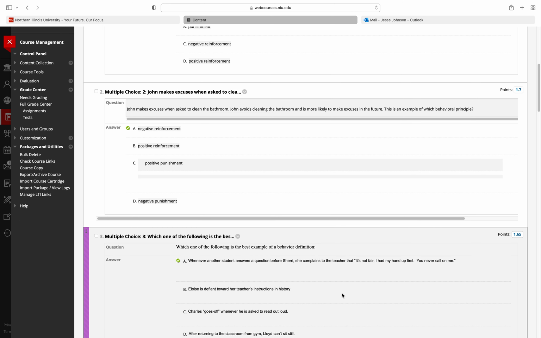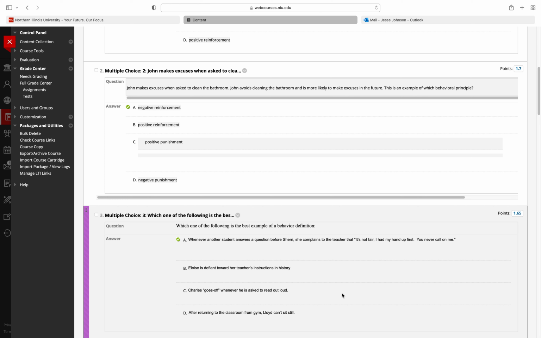A few people missed number two as well. Johnny makes excuses when asked to clean the bathroom. Johnny avoids cleaning the bathroom and is more likely to make excuses in the future. This is an example of which behavioral principle? That's negative reinforcement, because the reinforcer is the avoidance of cleaning the bathroom. Some people chose positive reinforcement. Of course, positive reinforcement would be the presentation of something after he's cleaned the bathroom. Maybe some people were thrown by the fact that the behavior is increasing. I'm not sure. But remember, both positive reinforcement and negative reinforcement are associated with increases in behavior. So the correct answer to this one is negative reinforcement.